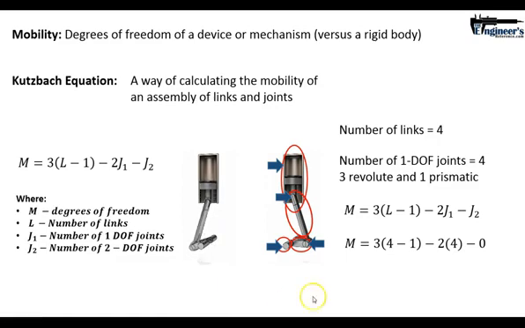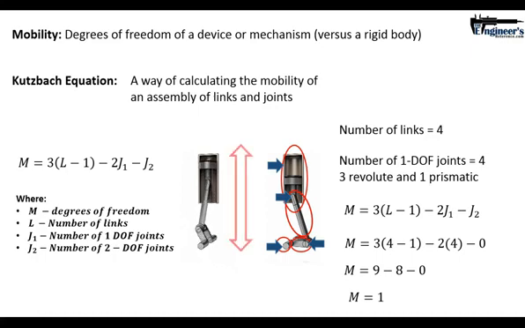So this drops out. Now let me get my cursor. There we go. So the higher pair drops out, and when we simplify this equation, we end up with 9 minus 8 minus 0, and we come up with the mobility of 1. And that is for the whole mechanism. You can see this thing is moving all over the place. There's all sorts of movement, but for the mechanism itself, we're just concerned with this 1 degree of freedom. This mechanism has 1 degree of freedom, and it's the up and down motion of the piston.